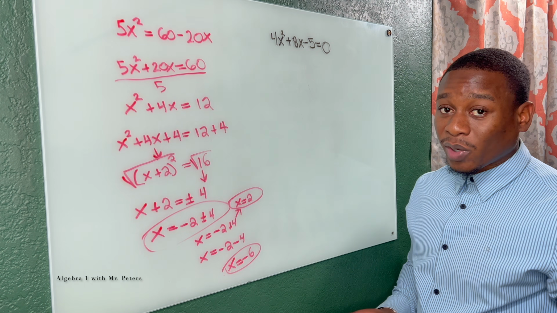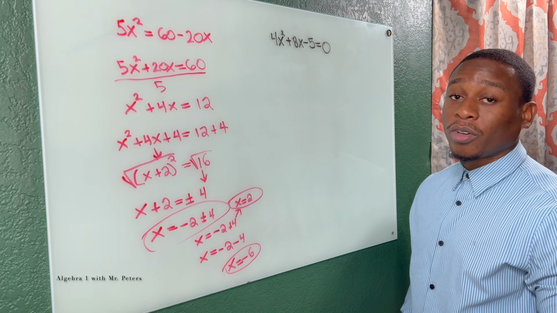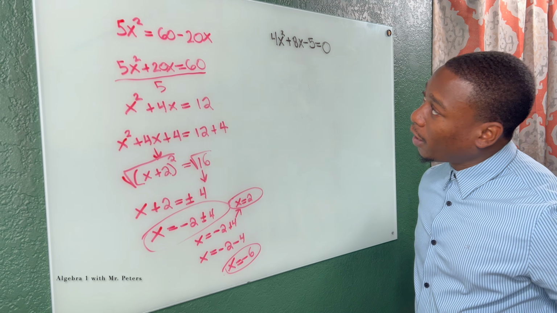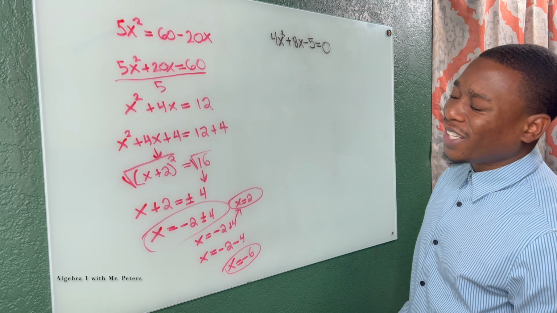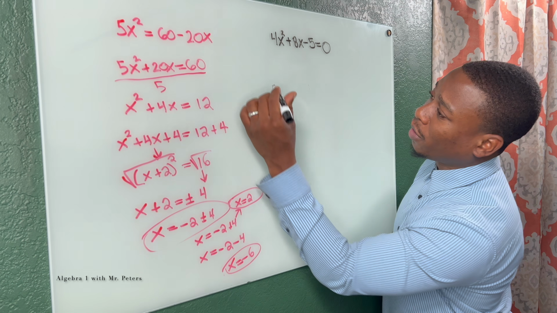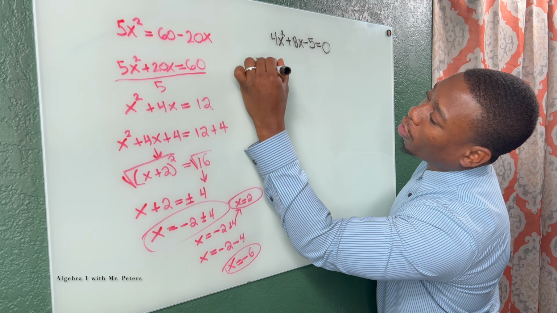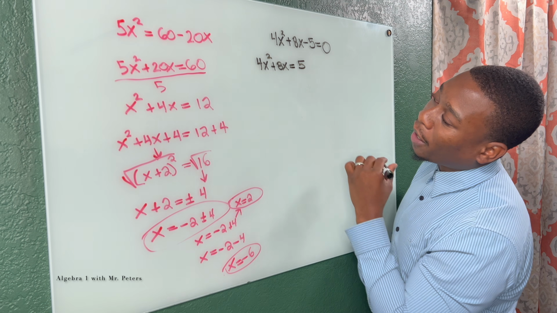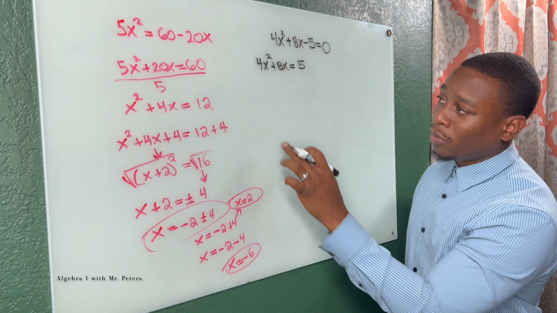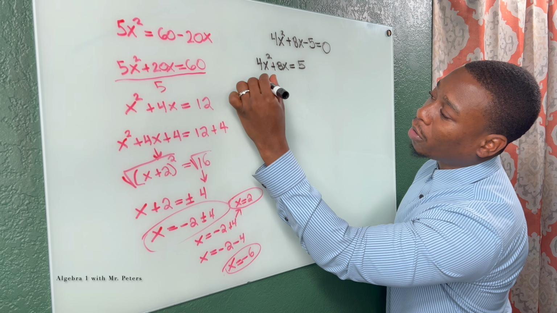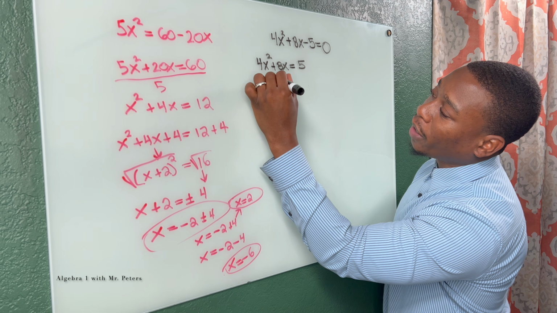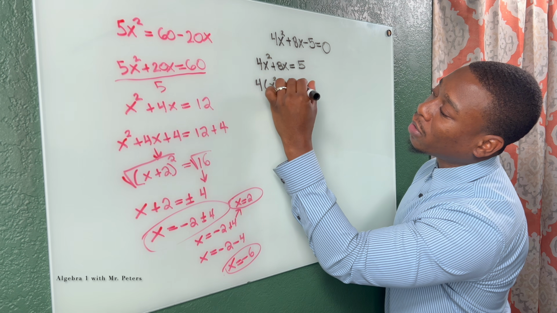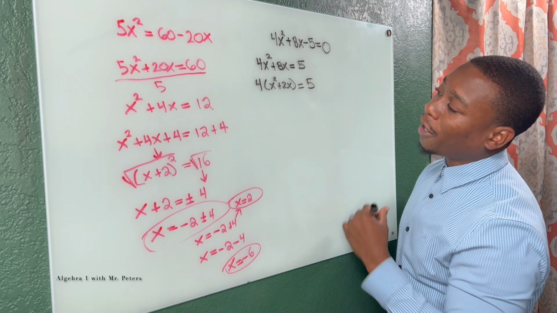Now, problem number 2 is way different because we can't divide all three of those terms by 4, right? Exactly. So what we want to do is to add 5 on both sides, right? So we have 4x squared plus 8x is equal to positive 5. Now with this step, lead coefficient still isn't 1, so I'm going to pull out 4. So now we have x squared plus 2x is equal to 5.